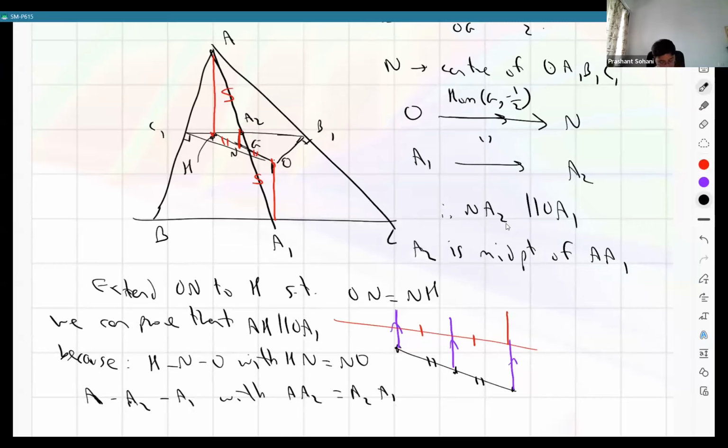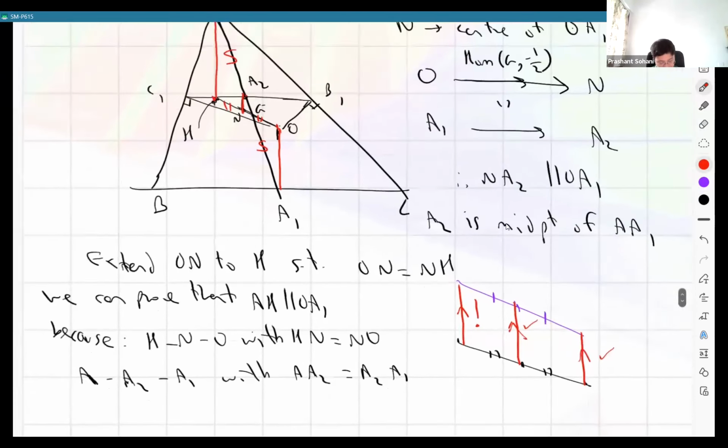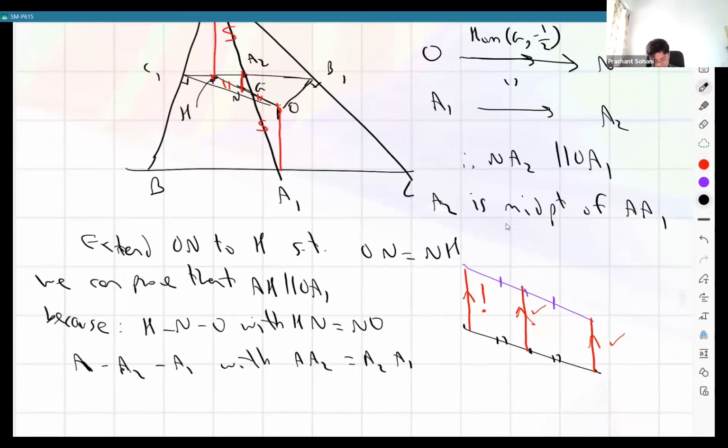So basically you have the diagram something like this: one set of midpoints which is given, and another set of midpoints such that, out of these, if I join two of them, these two are parallel. This is given. So therefore you can conclude that the third one also has to be parallel. That is what we are using here basically. So why is this true? I'll do it as an exercise for you. But therefore AH is parallel to OA1.